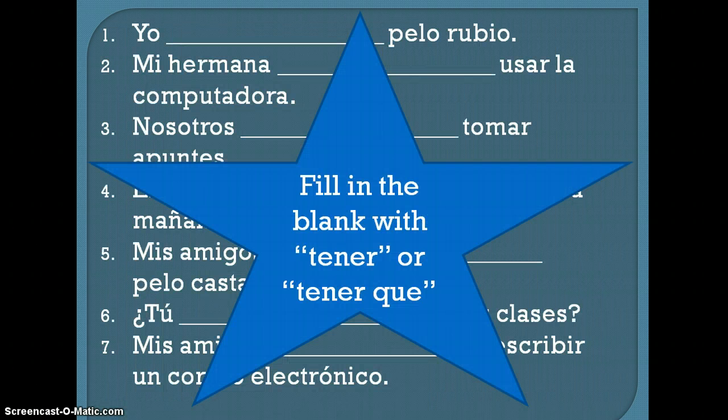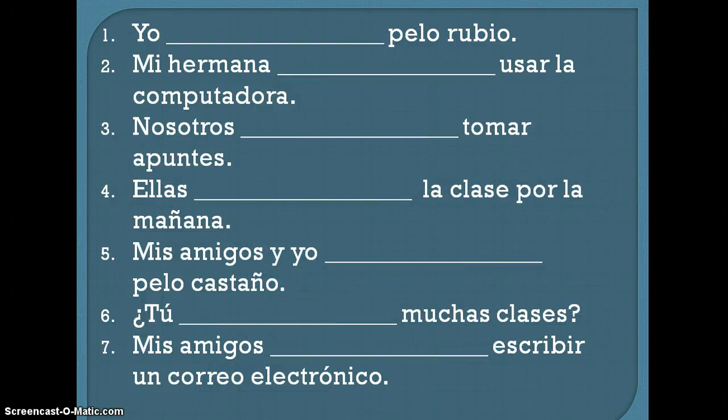So now it's up to you. You have to decide, are we talking about I have something, or you have something, or that somebody has to do something? So you're either using tener, a form of tener, or a form of tener and a que to say somebody has to do something. So you fill in the blanks, you decide what's best.